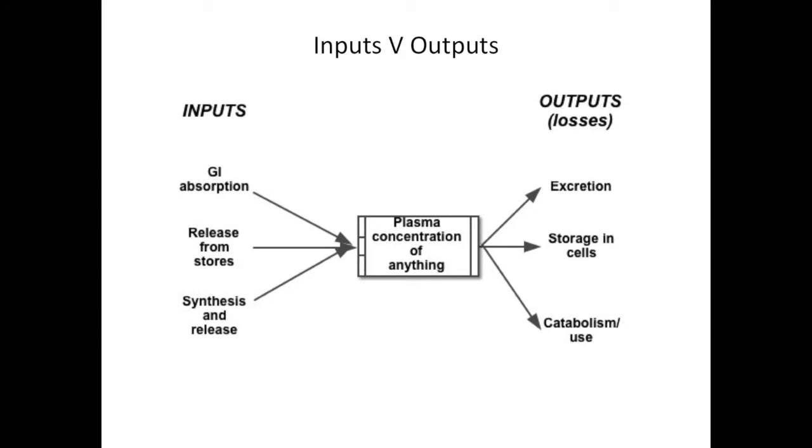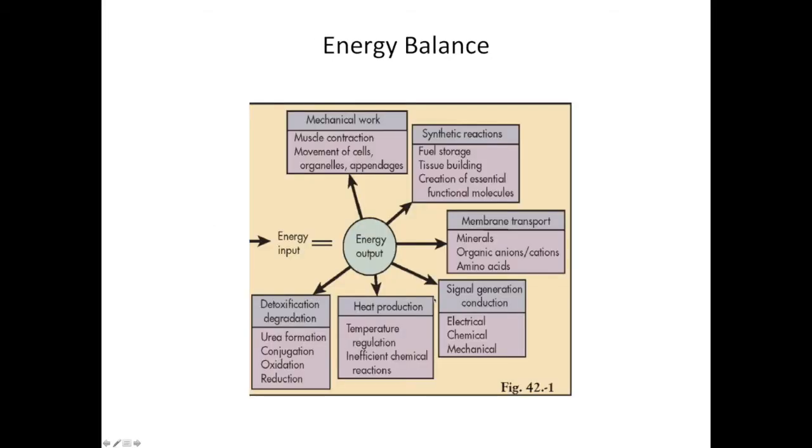And so we have inputs to the system from GI absorption, release from stores, or synthesis that then changes the plasma concentration of anything, and then your output then is either catabolic use for energy, storage, or excretion. And our body has an energy balance. It's constantly using energy for mechanical work, synthetic reactions, membrane transport, all uses ATP, and the input then comes from storage or diet.